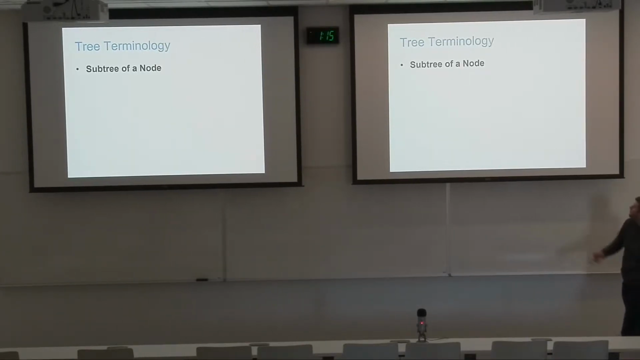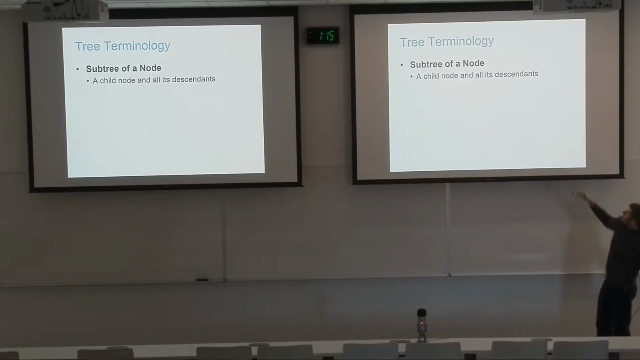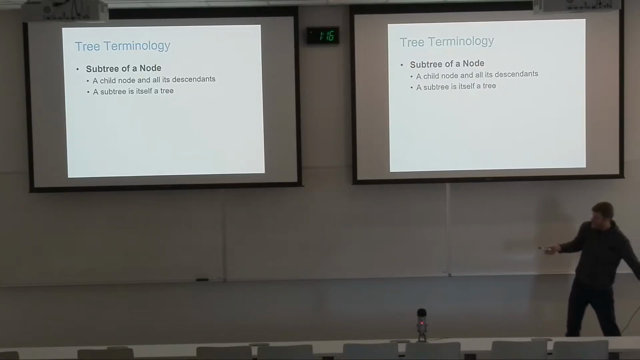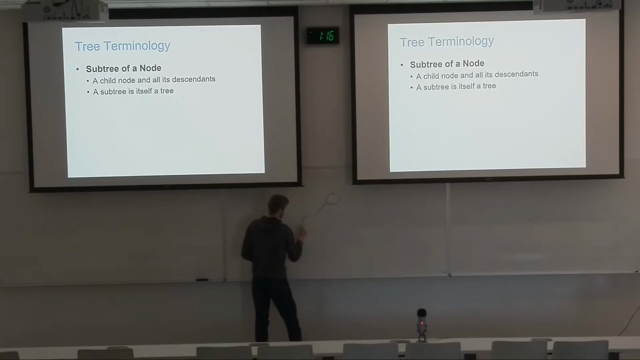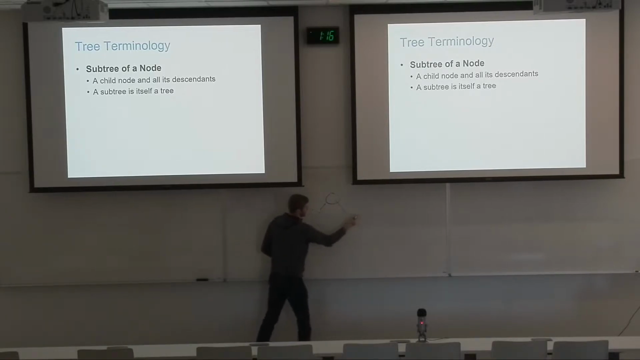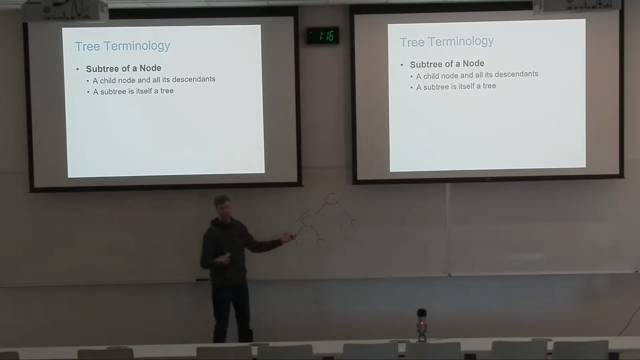Subtree of a node: a child node and all its descendants. So that would be a subtree. The subtree is itself going to be a tree. What I mean there is, if I have a tree, maybe it looks something like this. This tree has 2 subtrees, this and this, which are themselves trees.